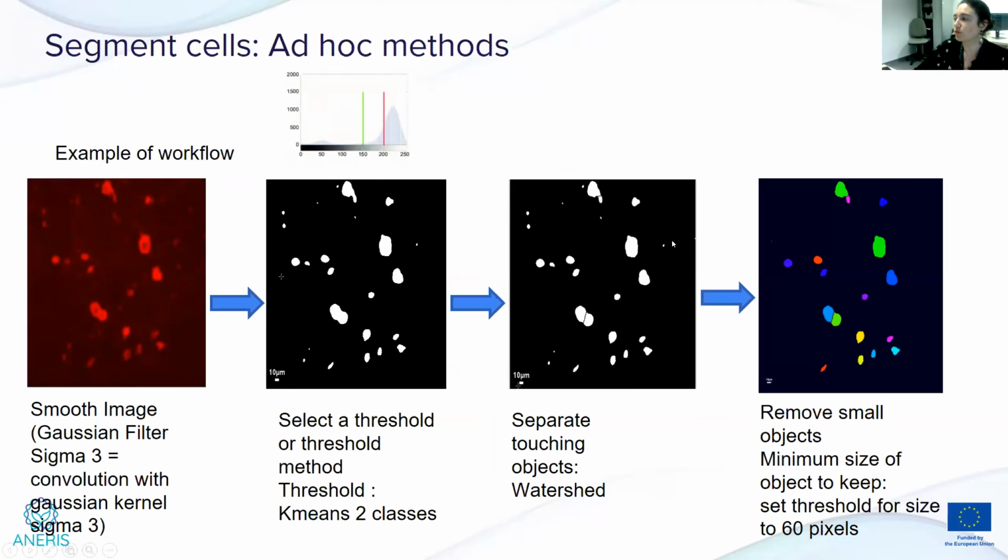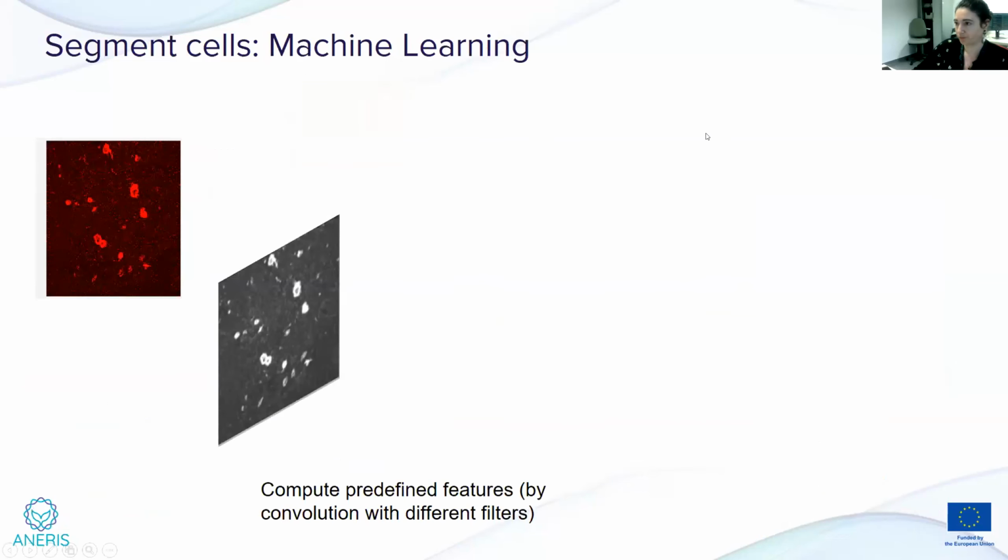And then you do some post-processing and identify objects. And here you can also add human-defined rules, such as, okay, a cell cannot be smaller than a certain number of pixels, for example.